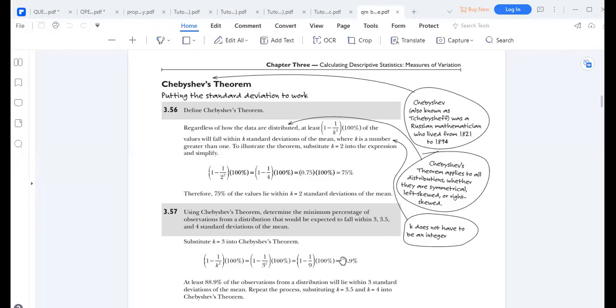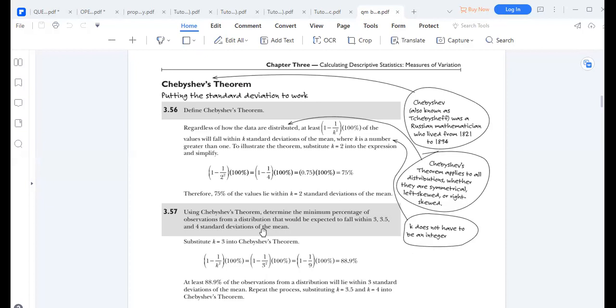Welcome to our session on yet another important rule in descriptive statistics, which we call Chebychev's theorem. We'll also look at another important theorem called the empirical rule. So now, what is Chebychev's theorem or rule? What does it entail, and how do we use and apply it?